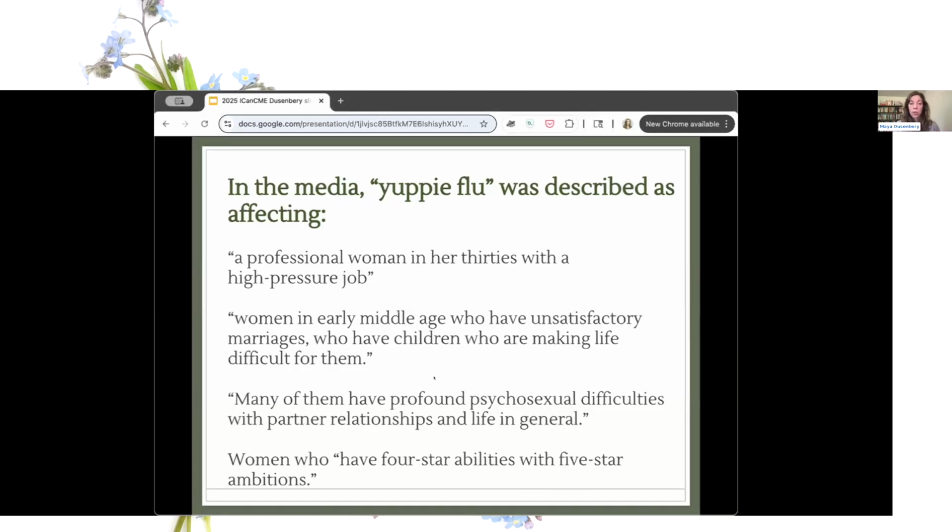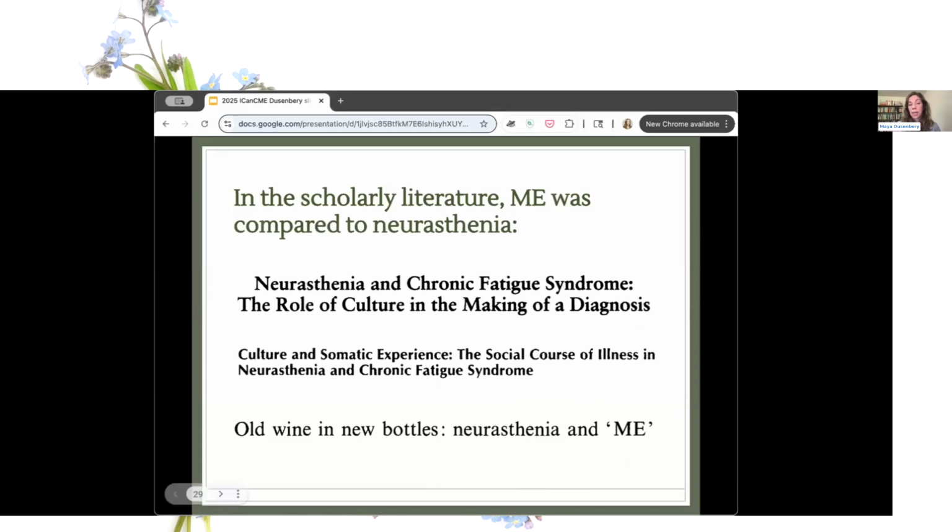And many of these scholars also really explicitly argued that ME was just a modern name for an old condition. So they compared it either to hysteria or more commonly neurasthenia, which was a 19th century diagnosis that was popular for a moment and shared many overlapping symptoms with hysteria. So one article from 1990 described ME as old wine in new bottles.